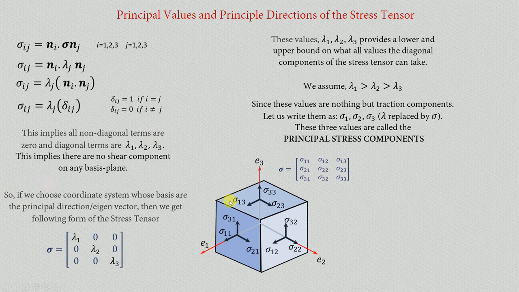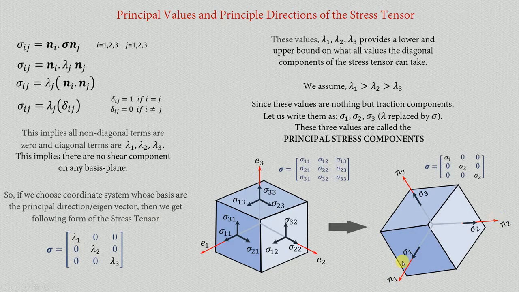So that's where we were. We calculated these special directions n1, n2, n3. Now we transform this, we rotate this stress cube to align with n1, n2 and n3, and what we see is that the cross terms, sigma 12, sigma 13, sigma 23, vanish.